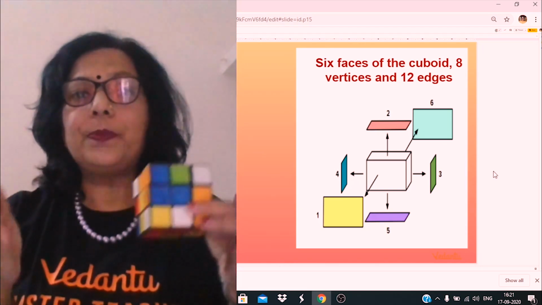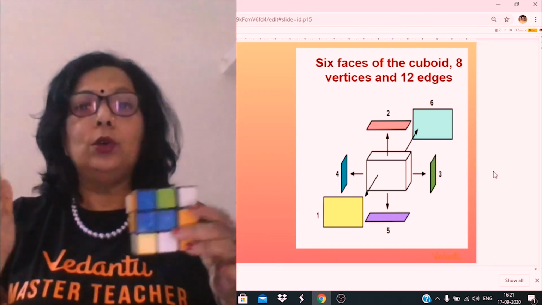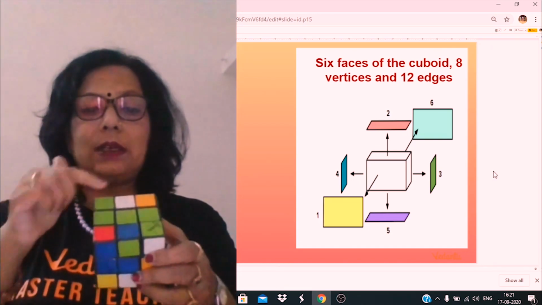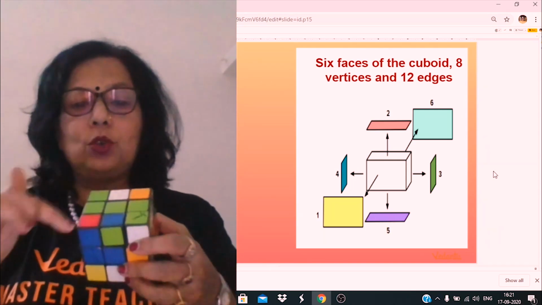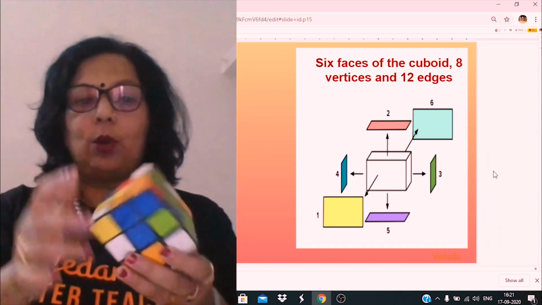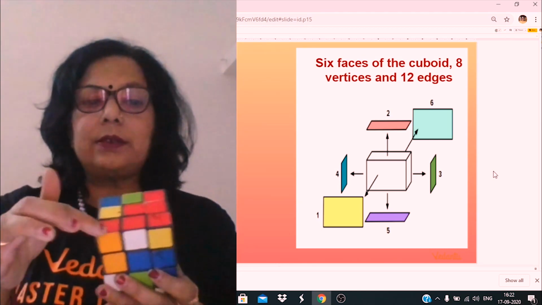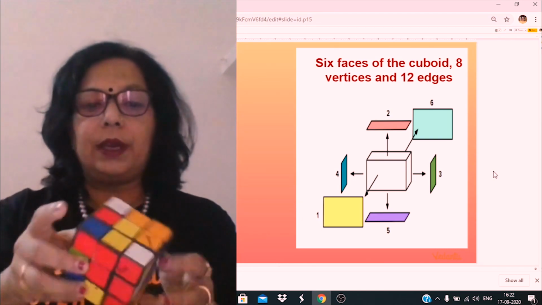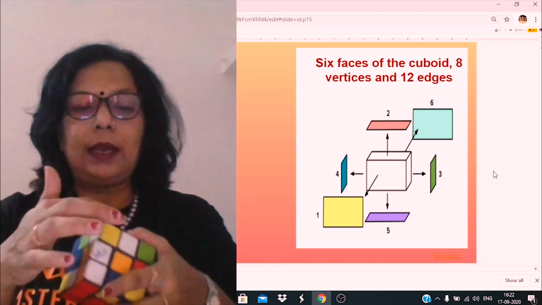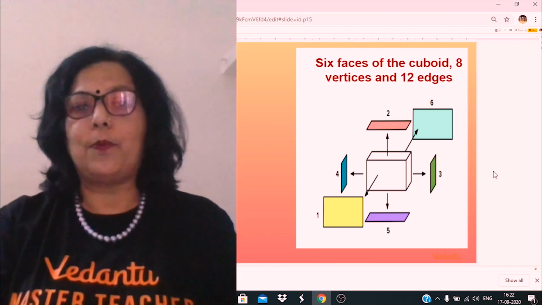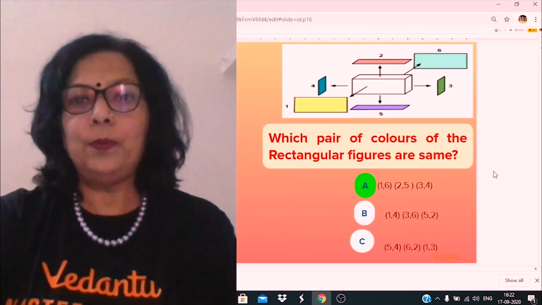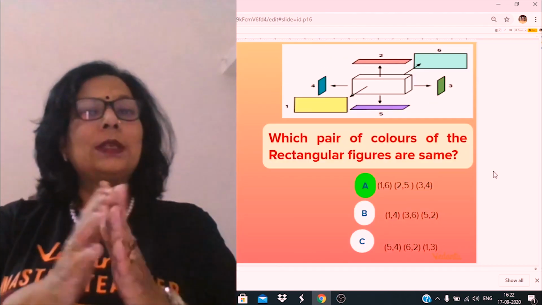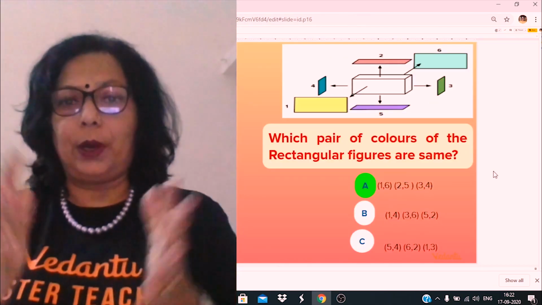Means if you make a box from thermocol, you'll have to paste it along 12 sides. How? 1, 2, 3, 4, you will put Fevicol over here. 5, 6, 7, 8, you will put Fevicol over here. And 9, 10, 11, 12, and this becomes your box. If all the sides are equal, it's a cube. If all the sides are not equal, it is a cuboid.